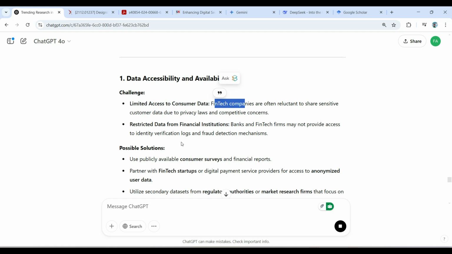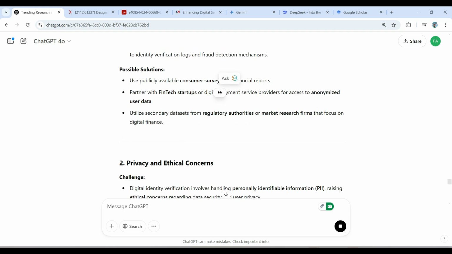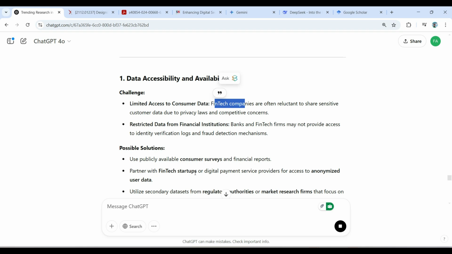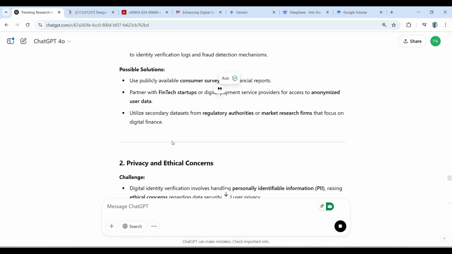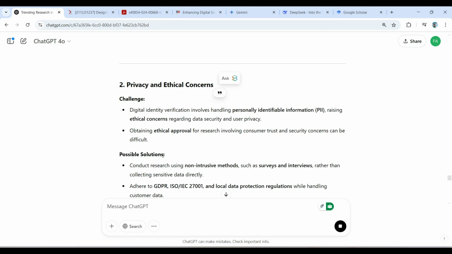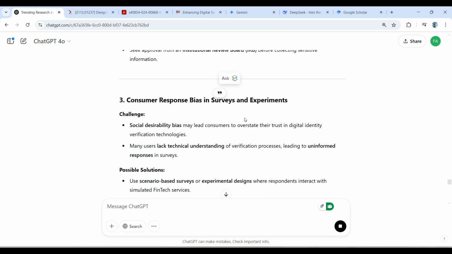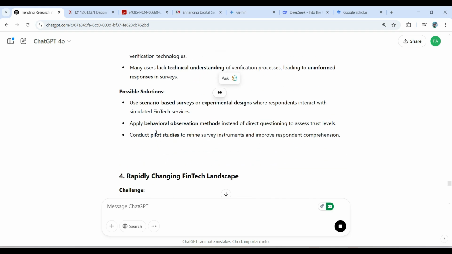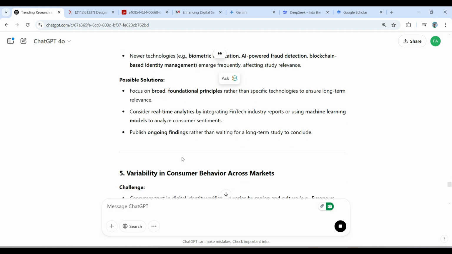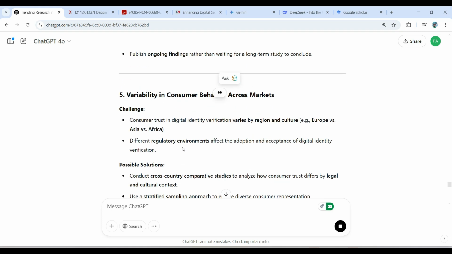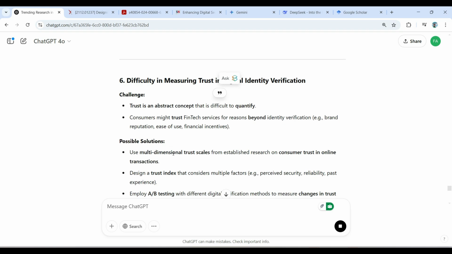Restricted data from financial institutions. Possible solutions: use publicly available consumer surveys and financial reports. Partner with fintech startups or digital payment services for access to anonymized user data. Utilize secondary data sets, etc. Or we can always consult some bank customers to get this data. Privacy and ethical concerns are also mentioned here. Consumer response bias in surveys and experiments, which are genuine biases or response biases that we can have during our surveys. Rapidly changing fintech landscape. Variability in consumer behavior across markets. So there can be multiple challenges that we need to know before we proceed with our topic, and ChatGPT can help us identify these challenges in advance.